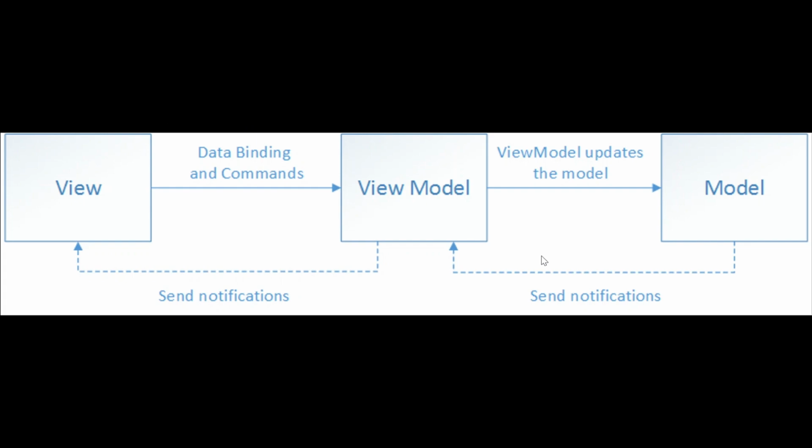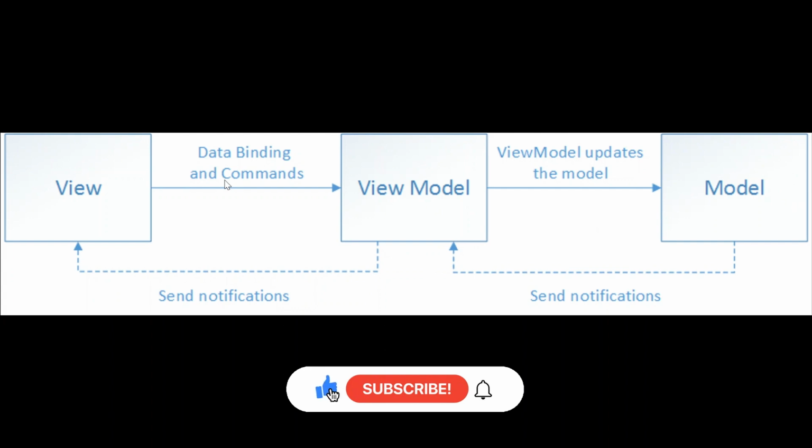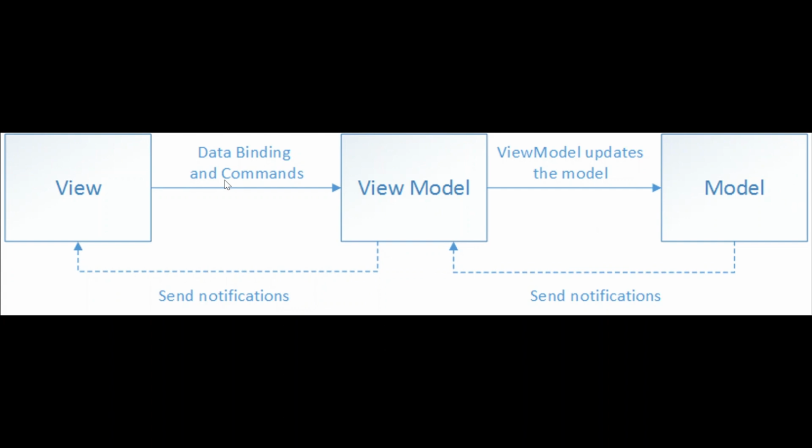So talking about the pattern, there are three core components in the MVVM pattern: the model, the view, and the view model. Each serves a distinct purpose. The following diagram shows the relationship between the three components. In addition to understanding the responsibilities of each component, it's important to understand how they interact.